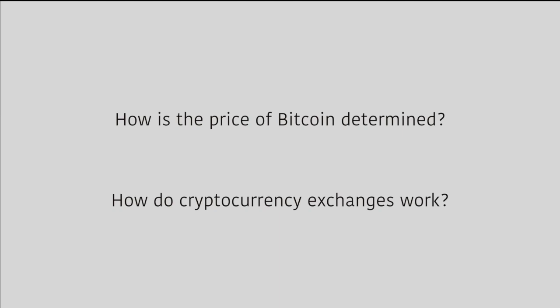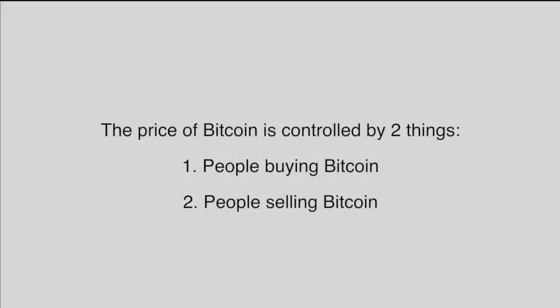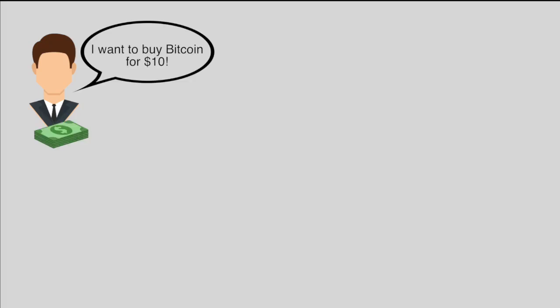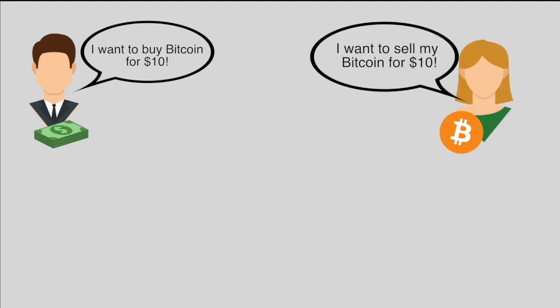In this video, we're going to learn how the price of Bitcoin is determined and how cryptocurrency exchanges work. The price of Bitcoin is controlled by two things: people buying Bitcoin and people selling Bitcoin. Bob would like to buy one Bitcoin for $10. Alice would like to sell one Bitcoin for $10.